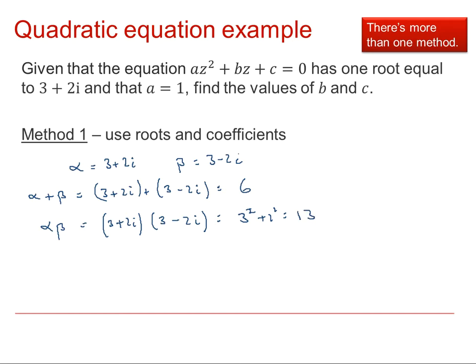So the sum of the roots is equal to minus b over a, which is equal to 6. And the product of the roots, alpha beta, is equal to c over a, so c over a is equal to 13. And therefore we can say that if a is equal to 1, our polynomial must be z squared, and then we've got b is equal to negative 6, so minus 6z, and finally plus 13 is equal to 0.